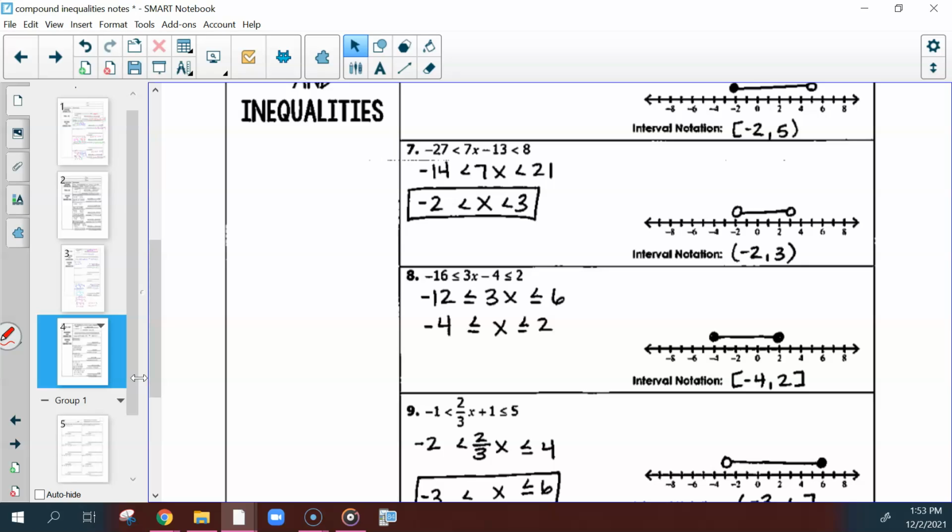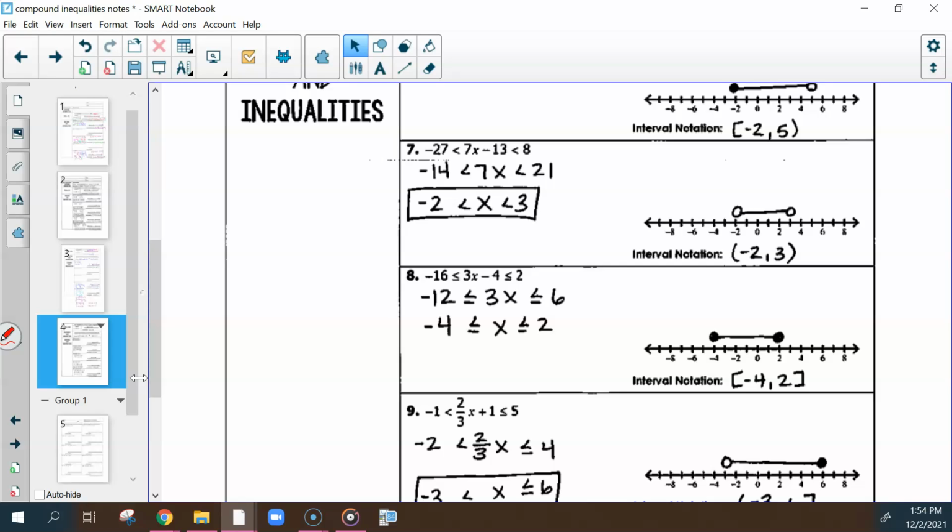Here are the answers to number 7 and number 8. It doesn't show all the work, but for number 7, the first thing was adding 13 to both sides and then dividing everything by 7. So -2 is less than x, which is less than 3. So when you graph this, these should both be open circles with parentheses.